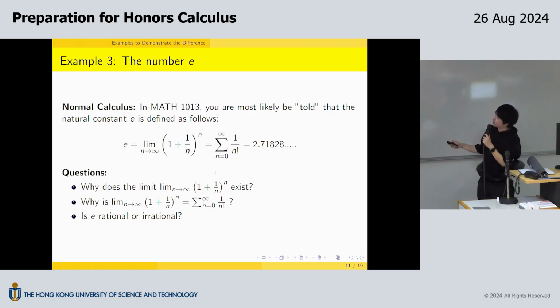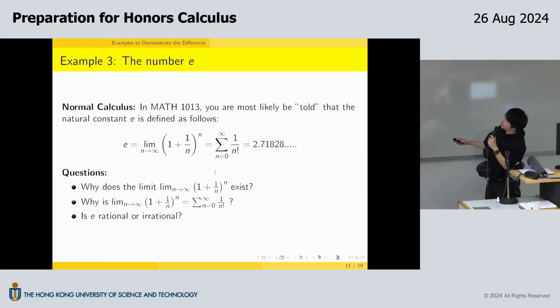In the honor calculus course, you need to know why this limit exists from scratch. And also, you need to know why these two expressions give you the same value. So why do we have this equality? The way to show that is not straightforward. It is not simply left-hand side equals right-hand side by expanding the parentheses. It requires more advanced estimation and techniques.